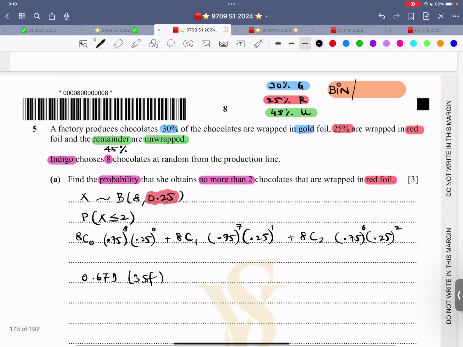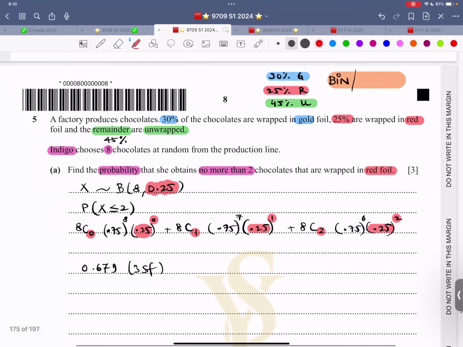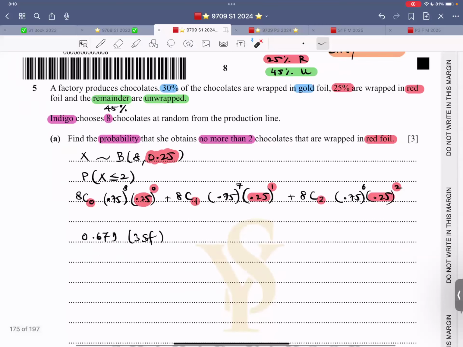So the first 3 marks are pretty easy. Probability X is less than or equal to 2. Therefore, this is 8C0, success raised to the power of 0. 8C1, success raised to the power of 1. 8C2, success raised to the power of 2. And then failure is raised to the power of the remainder. That failure over here is basically a combination of gold and unwrapped. We don't care about that. We only care about the red one. So that is the answer for this particular part.